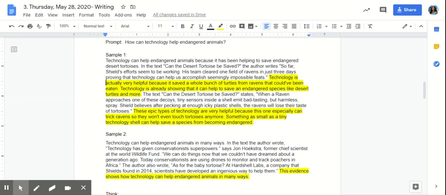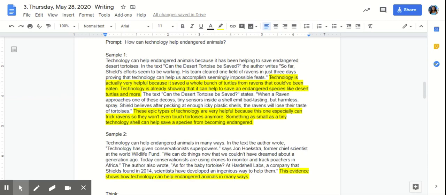And in just 3 days, his team cleared one field of ravens. So this quote is addressing the assertion. And what about our analysis? It is 2 sentences.